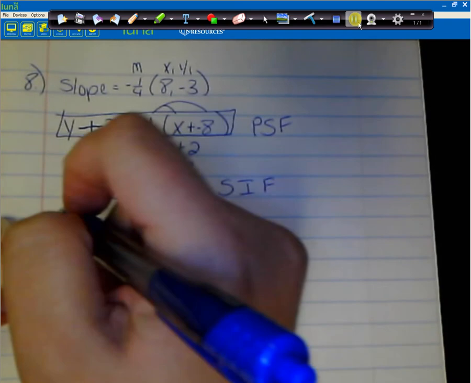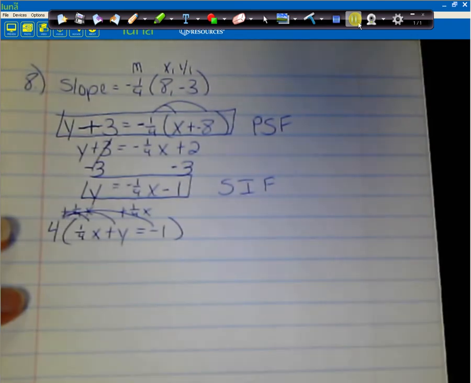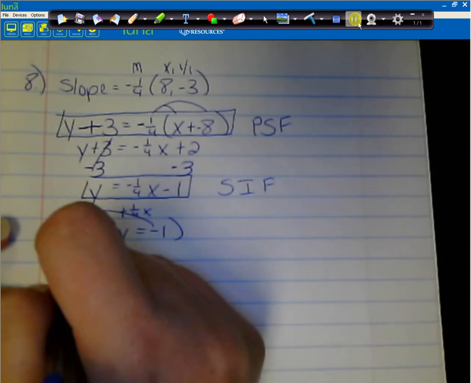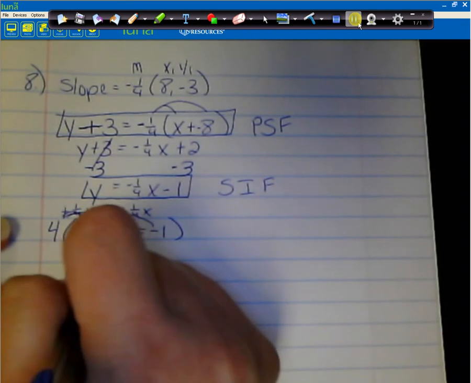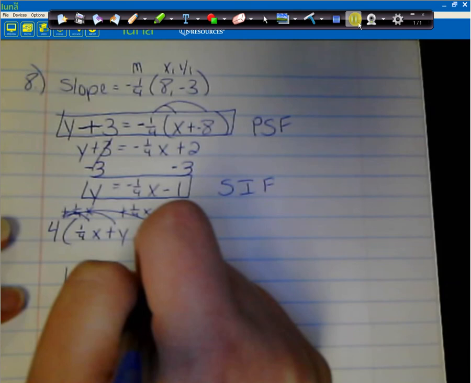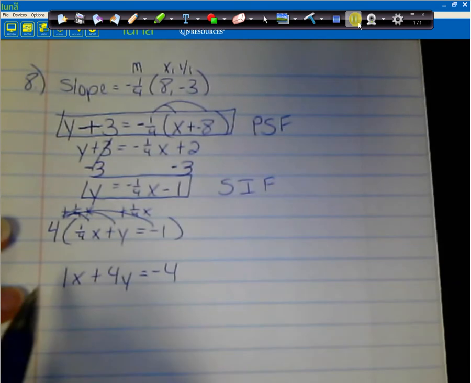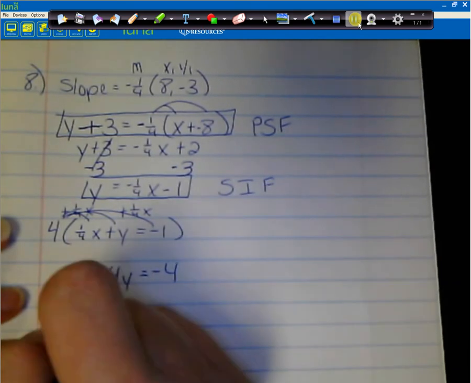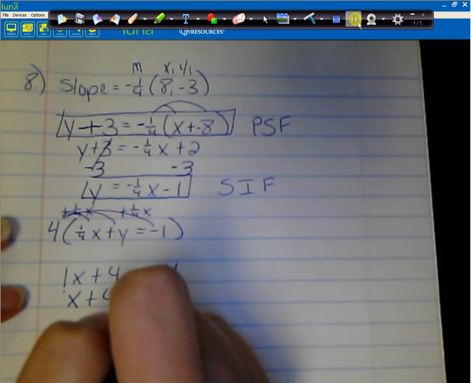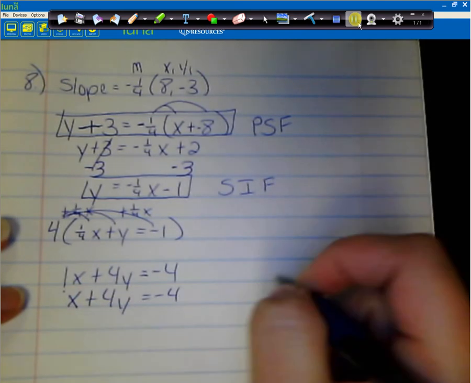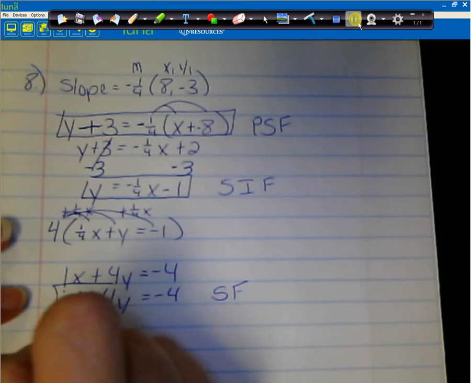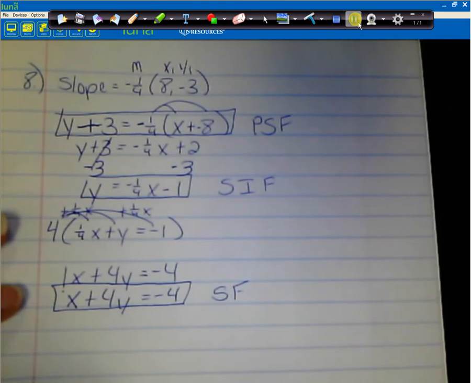And again, I'm going to multiply everything, so if you need to draw arrows to remind yourself to make sure that you multiply by everything, feel free to do that. And this just leaves me with x, or 1x, plus 4y equals -4. And again, I don't actually need this 1 right here, so I can write this as x plus 4y equals -4. And this is standard form. The a is not negative, and I don't have any fractions.